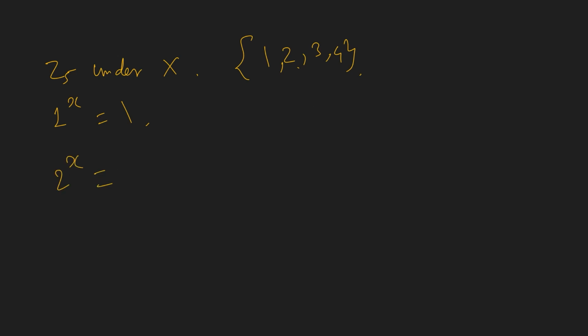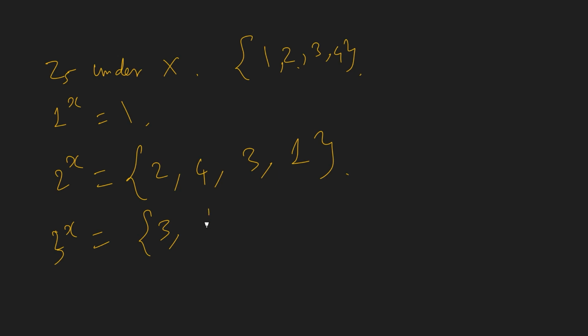Let's generate the set. So 2 to the power 1 is 2, 2 to the power 2 is 2 times 2 is 4, right? So 2 to the power 3 will be 8, but we only care about the remainder, which is 3. And 2 to the power 4, we don't have to compute the number 16. We can simply do 3 times 2, which will be 1, because the remainder of 6 is 1, right, when divided by 5.